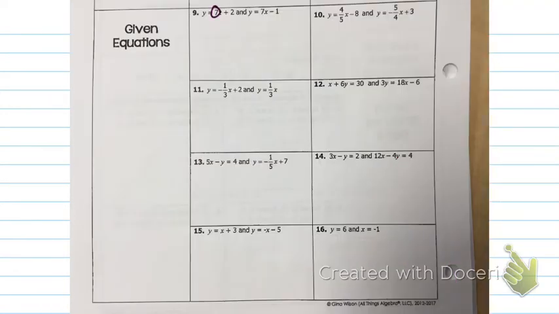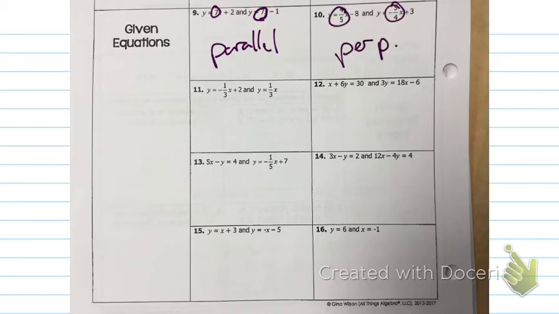9, 10, let's just talk about. You can see that the slopes are 7 here, right? So, parallel. You can see here that I've got a 4/5 and a negative 5/4. So perpendicular. I'm not too worried about those. Those are easier than what we just did. You can just look at them, right? But what do you notice about something like number 12? What form are those in?